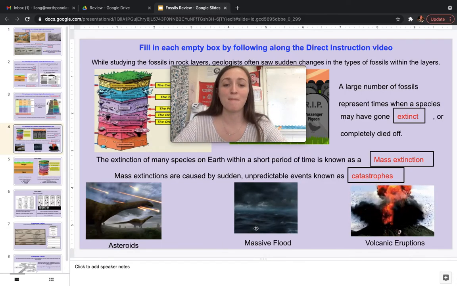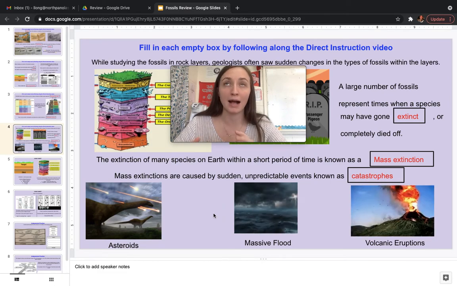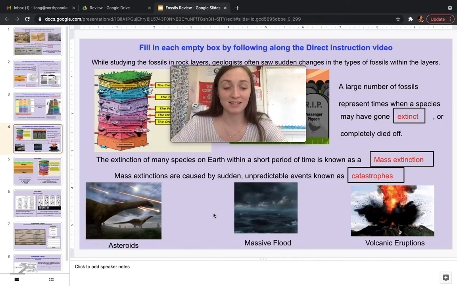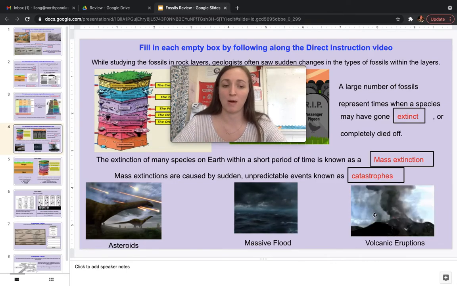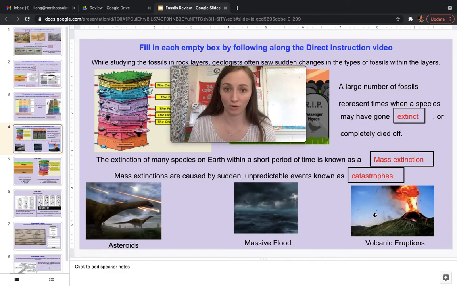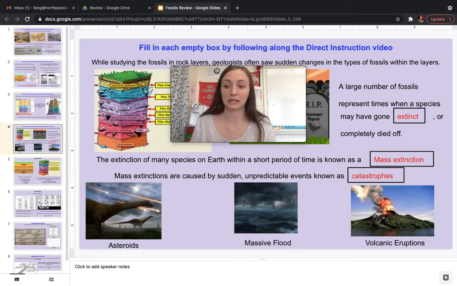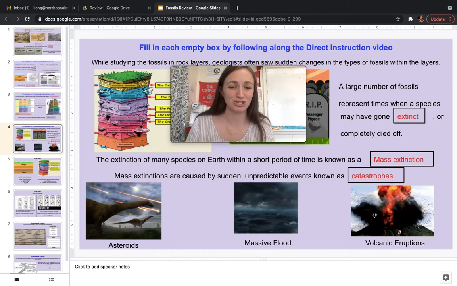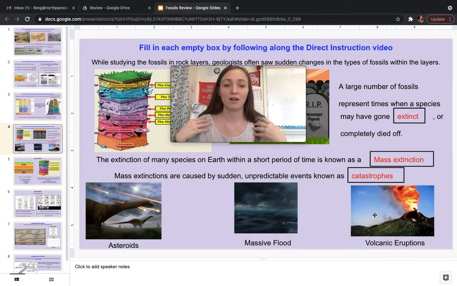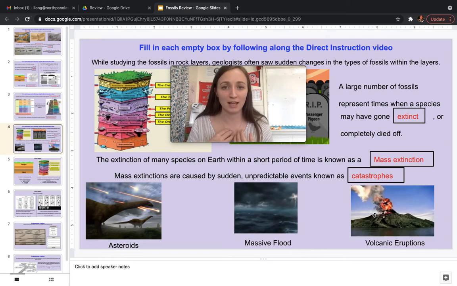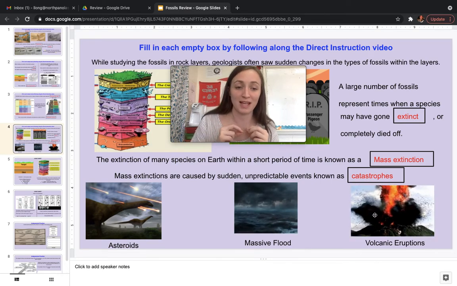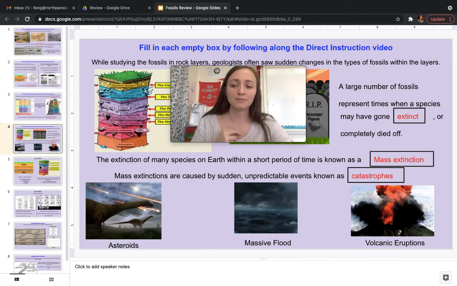If you have a massive, and I'm talking massive flood, that can cause a lot of extinctions, or a giant, and I mean a giant volcanic eruption that covers like half of the earth. Obviously, that's not too great. So that also will kill out a bunch of species. So these are examples of catastrophic events that are going to cause a lot of species of animals or plants to go extinct.